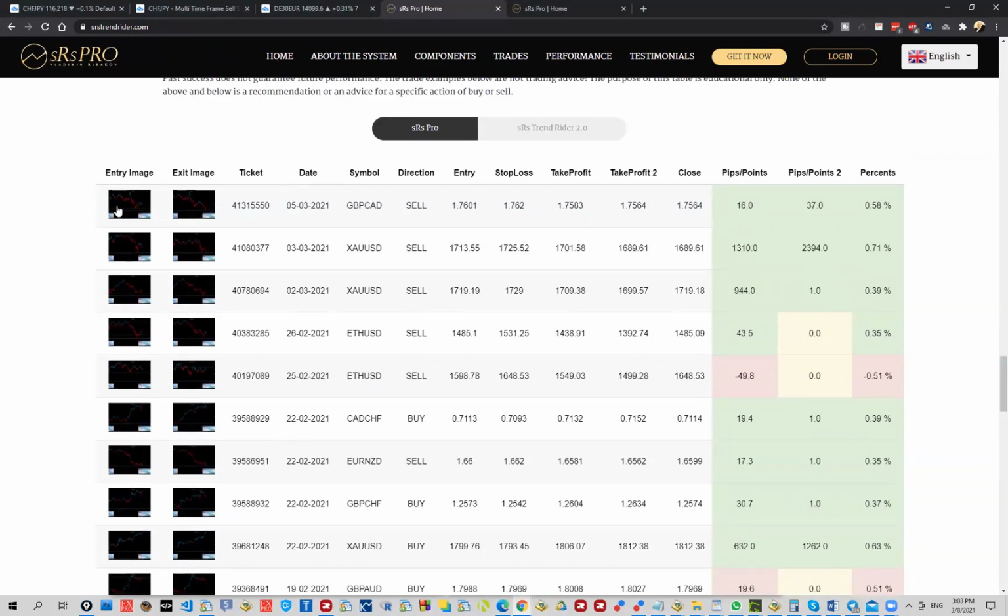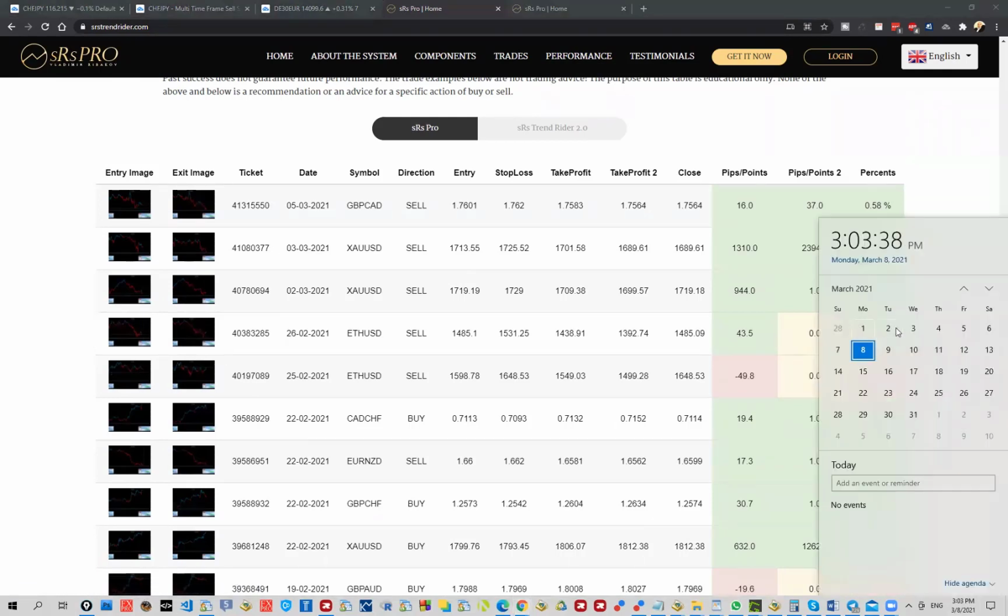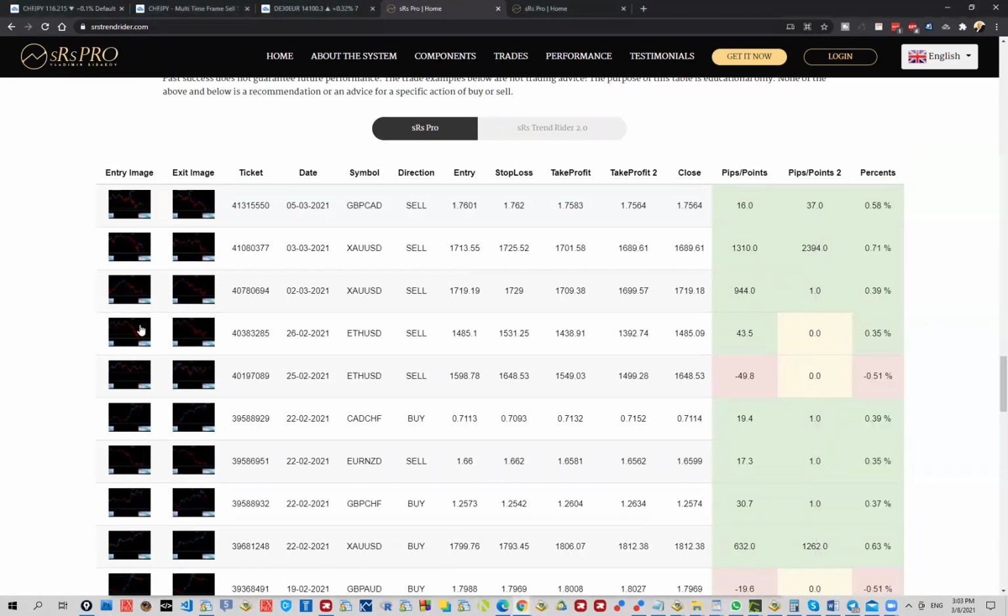You can find this table with the images and all the relevant data at srstrendrider.com. Go under performance and you will see this table here. For the previous week, the 1st till the 5th, we have 3 trades for sRs Pro, all winning trades: two trades on gold, and one on pound cat.